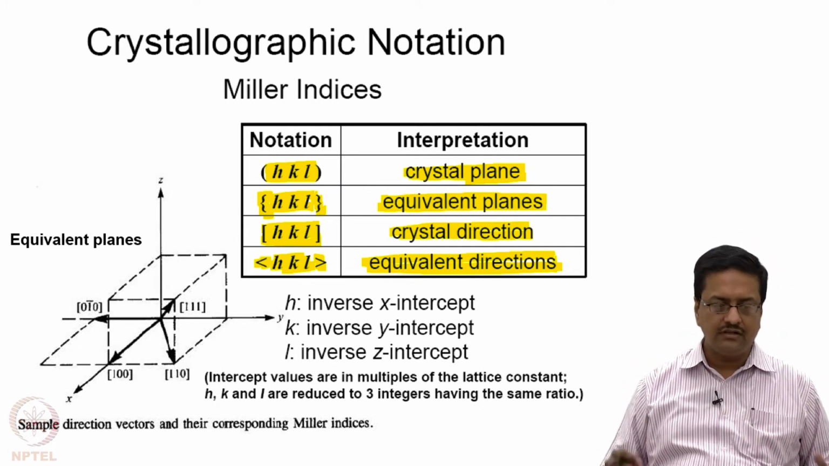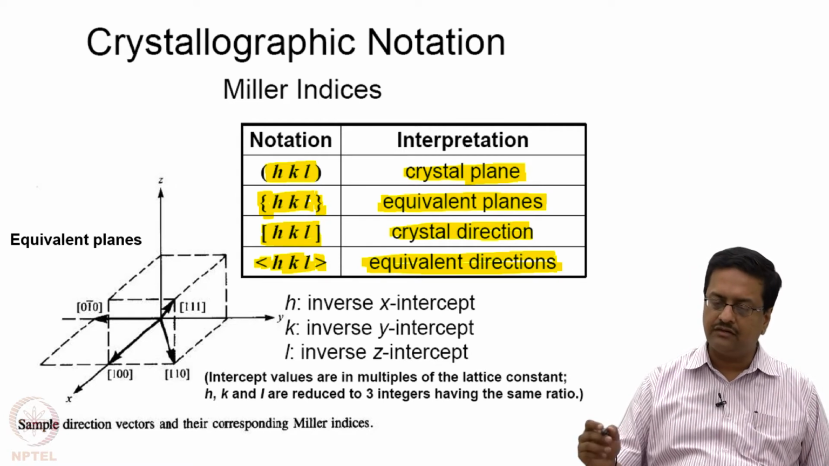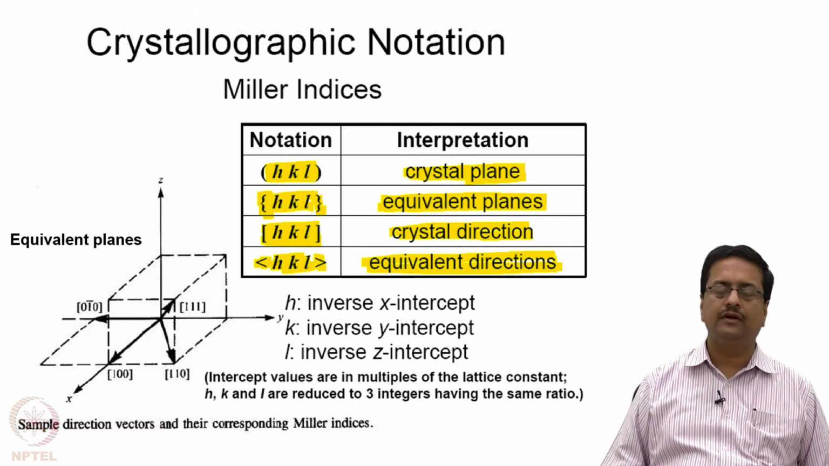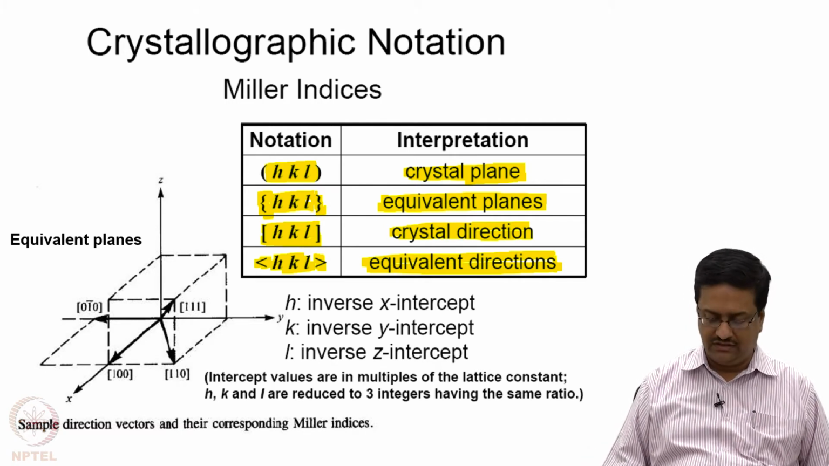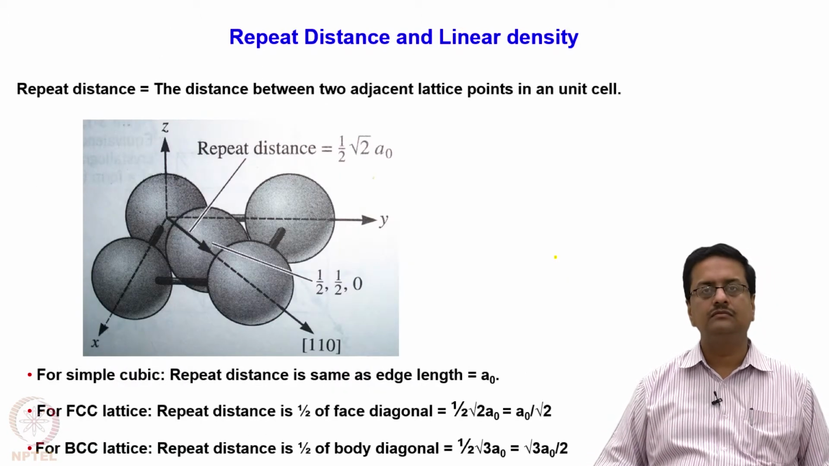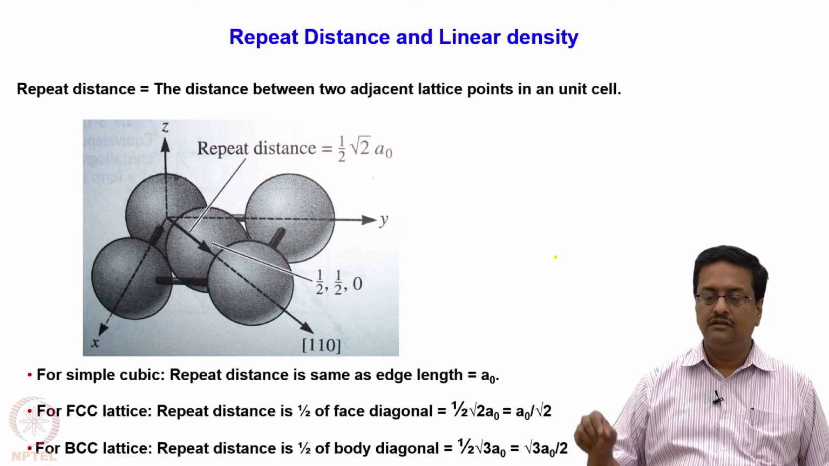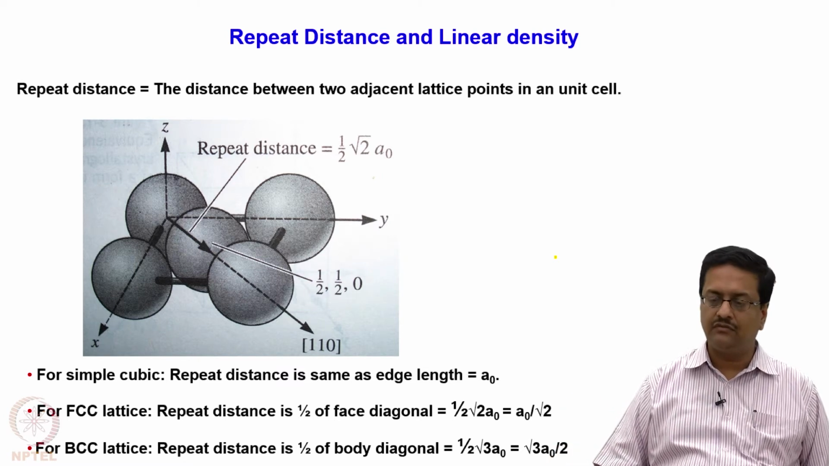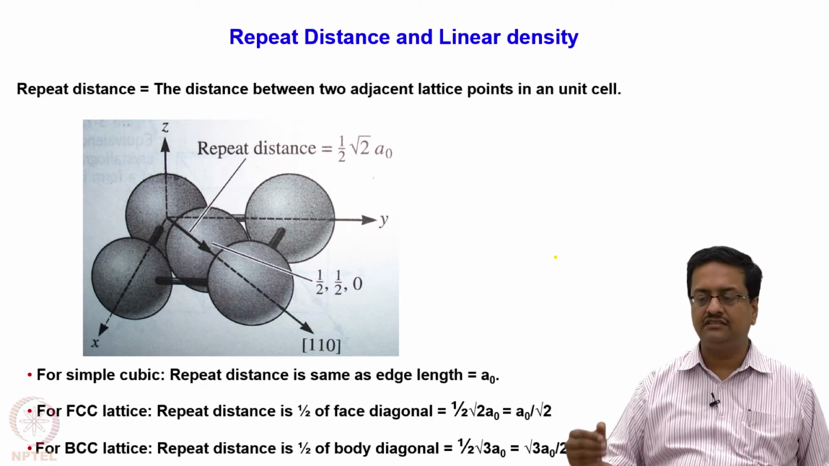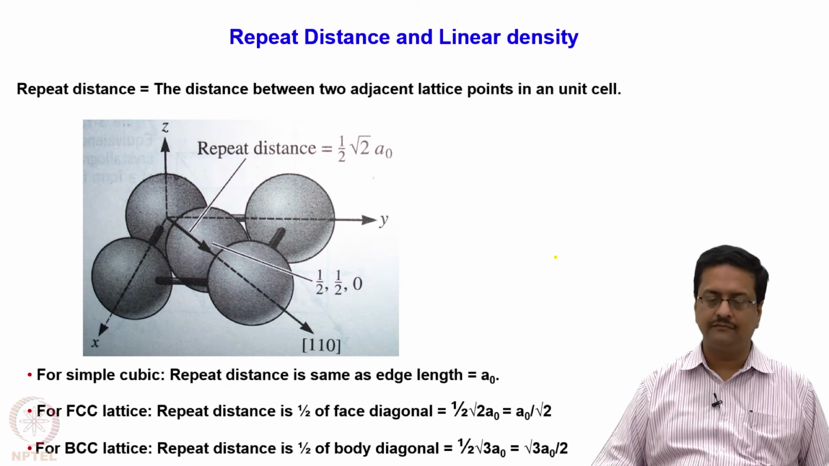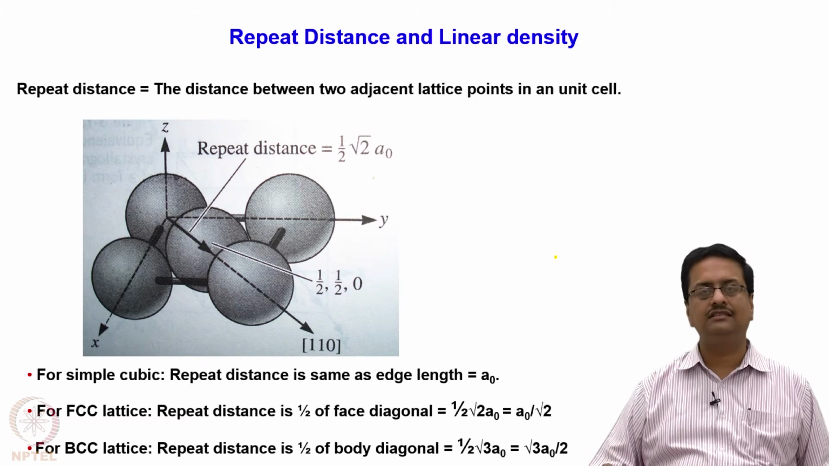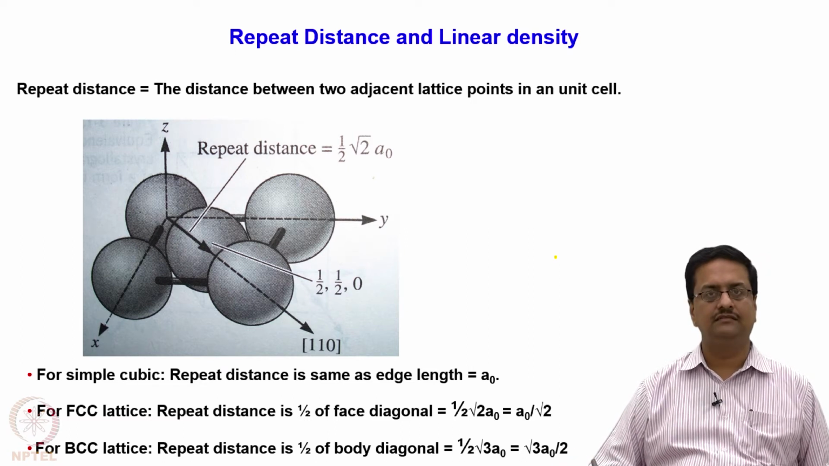So with this we will conclude the part where we needed to know the Miller indices for different sets of planes in different crystallographic systems. Now we would like you to concentrate on a different topic, where we would like to see what repeat distances and linear density are. A repeat distance means the distance between two adjacent lattice points in the unit cell.